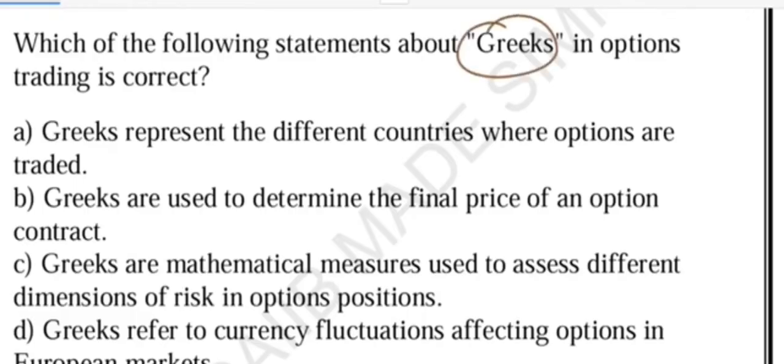First of all, let's understand what is the meaning of this Greek. Basically, in the case of option trading, Greeks are not people or countries. Rather, they are just risk indicators. In one word, I will say they are risk indicators. That's it.